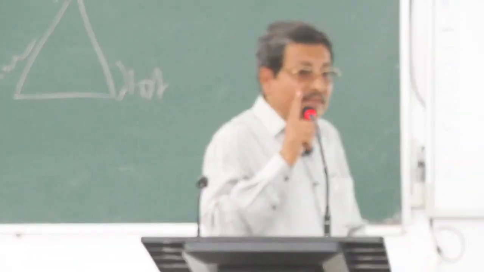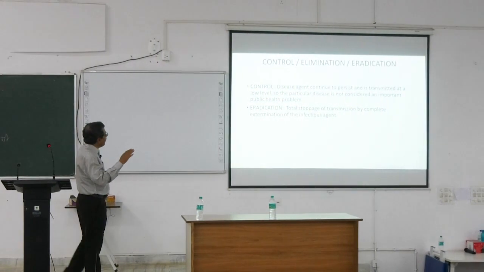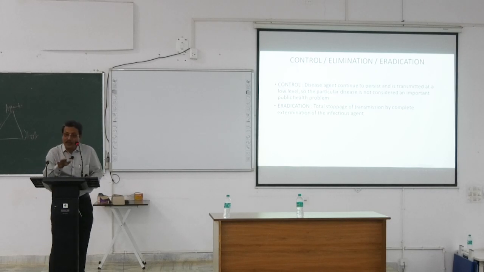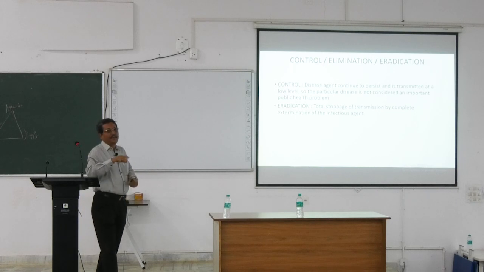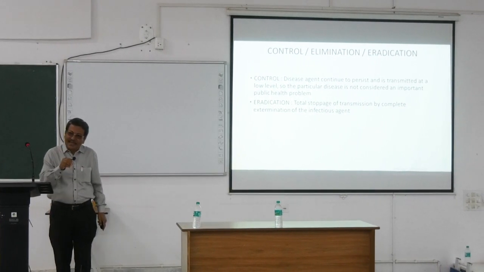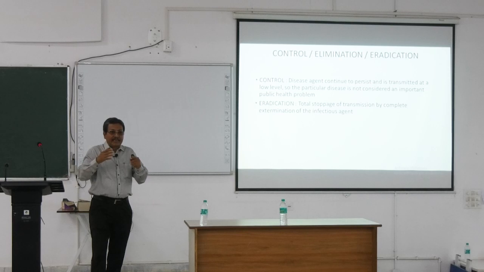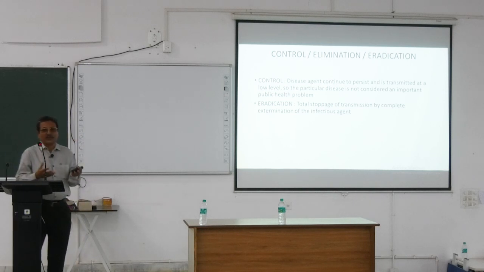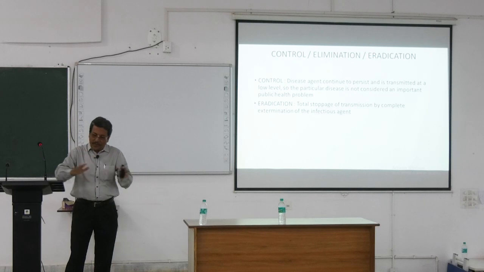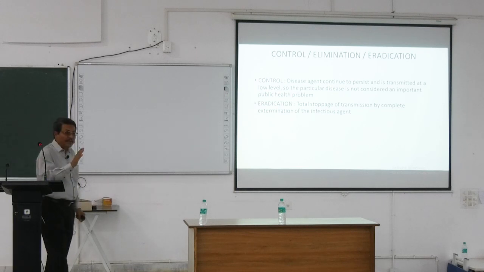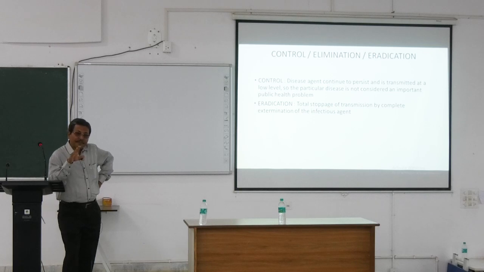Control means the disease continues to persist and is transmitted at a low level, so that it is not a major problem. Control: the disease is there, but at a low level. For example, at present COVID virus is still there. But it is not in that amount, it is controlled, it is not a public health problem for the country. So lockdown is not there. We are going outside, we are traveling, we are attending our normal duties, offices, etc.